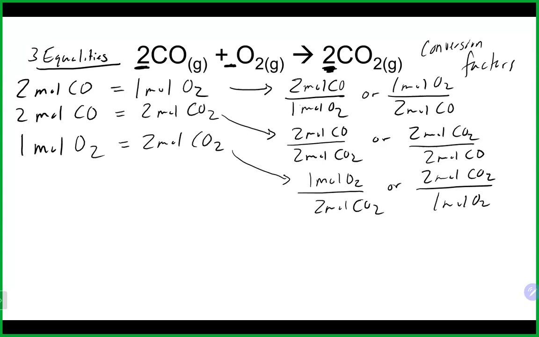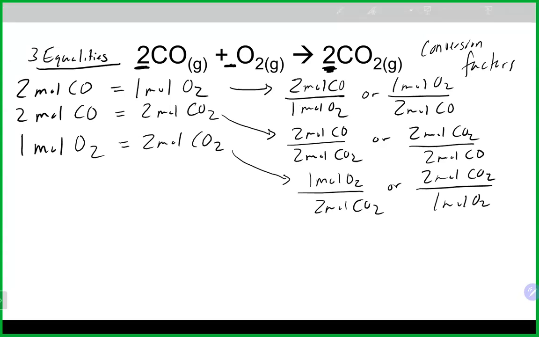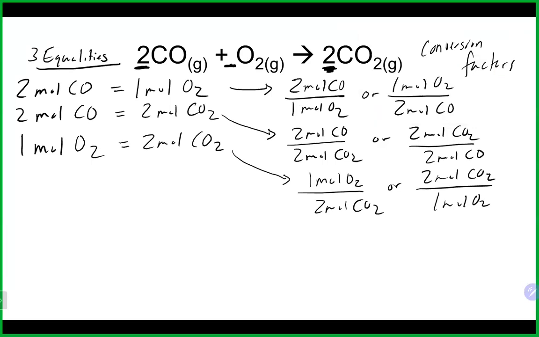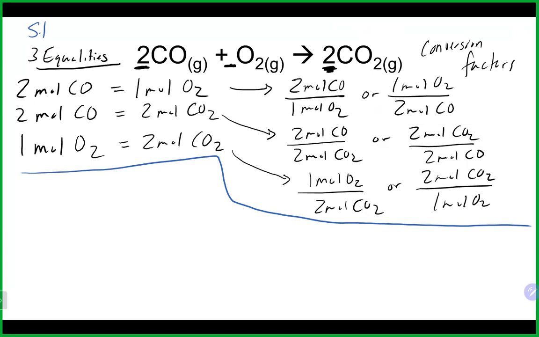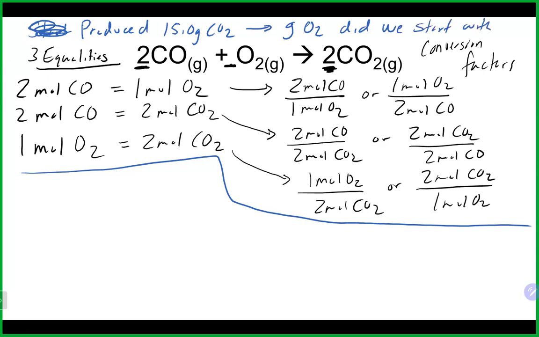So, for example, just to show you all the steps, let's say we produced, I don't know, 15 grams of CO2. We want to know how many grams of O2 we started with. So we want to figure out how many grams of O2 if we actually produce 15 grams of CO2.